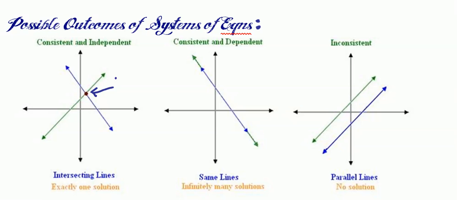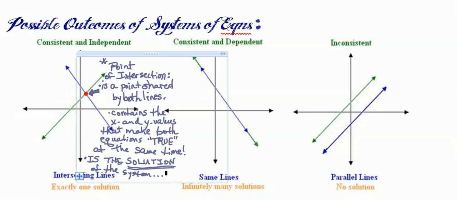This point of intersection is actually going to be the solution to the system. That's the numbers you would come up with when you're solving for x and y. So the point of intersection is a few things. First off, it's a point that is shared by both lines, and you can see that it's located on both of the lines. So it's shared by both lines.